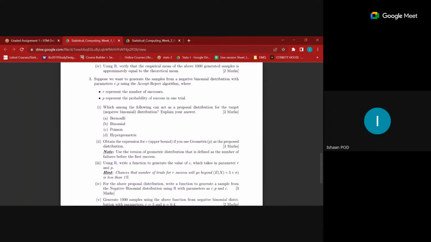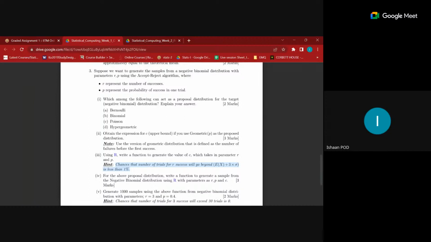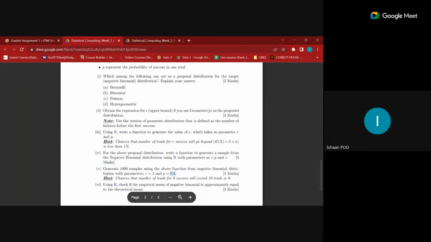No, I mean, there is a hint given. So I just use that hint as a proxy for the value. Let me go through it. So you can see that hint, right? This hint is for that purpose only. We know that it can take values up to infinity, right? But if you compute the probabilities, let's say you have a negative binomial with parameters 3 and 0.4, the probability that it will take more than 30 trials is 0. So you need not run the loop beyond 30. You can go from 3 to 30 only.